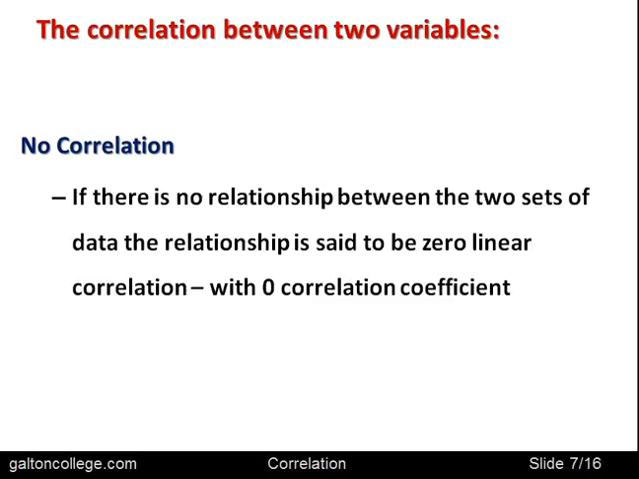No correlation is when the two sets of numbers don't move together. One moves up, the other moves down, then it moves up again and it moves down again, and so on. It's almost randomized. There's no particular relationship between them, in which case the correlation coefficient would be 0.